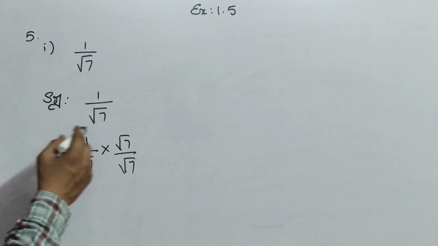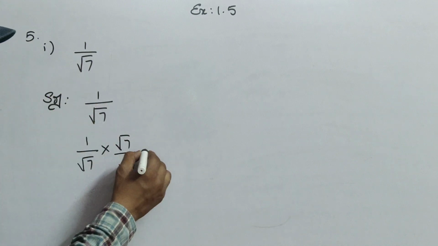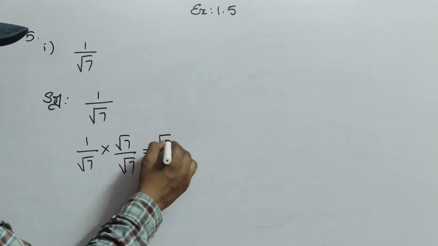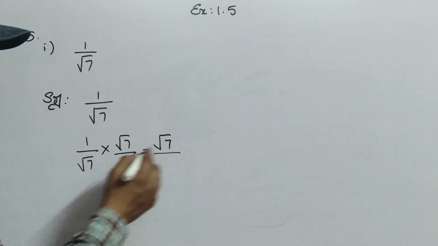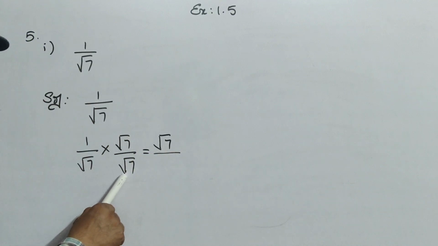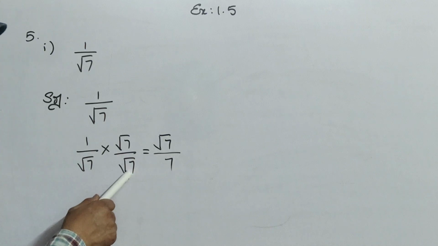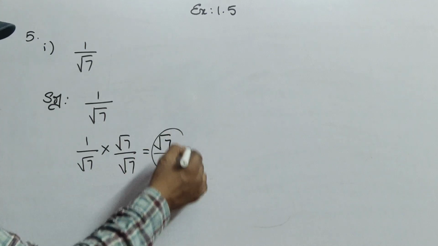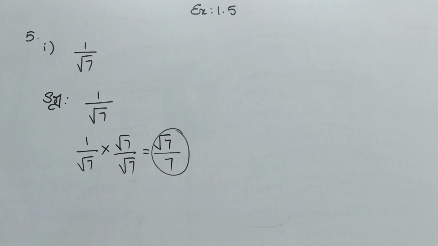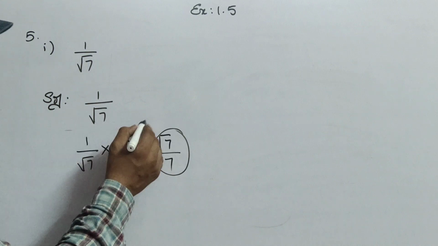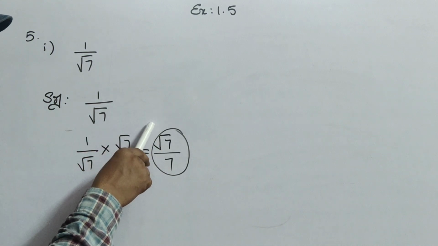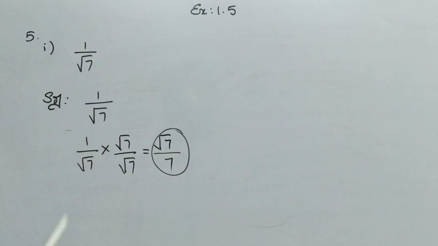Why am I not telling you to write yet? Wait for some time. So 1 into root 7 is root 7. And you all know very well, root 7 into root 7 is nothing but 7. So this is the answer. Why I am not asking you to write yet means, here we have to write one step: multiplying the numerator and denominator with root 7. That is the step you have to write.